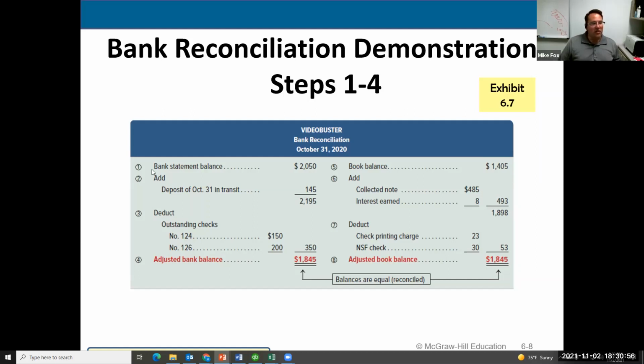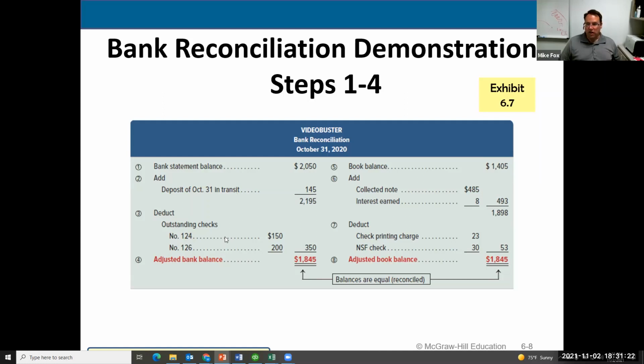Anyway, so again, the process, you look on your bank statement and you see what's the bank statement's balance. Then you're going to add any deposits in transit. And the way you do that is you look at your bank statement and you look at your books. And if there's any deposits that are on your books, but not yet on the bank statement, those are deposits in transit. So you're going to add those.